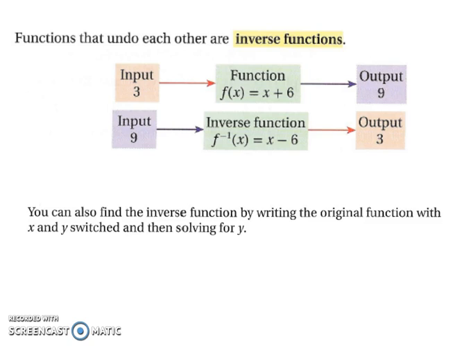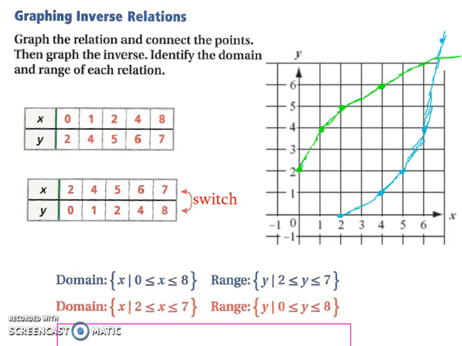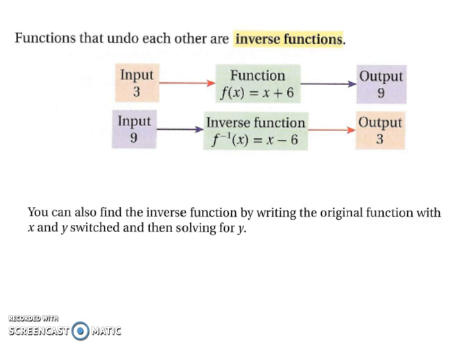Functions that undo each other are called inverse functions. You can also find the inverse function by writing the original function with the x and y switched, and then simply solving for y. So just like when we made our table and we switched the x and y, to do this with functions, when you start with a function, simply switch your x and y and then solve for y. So let's practice.